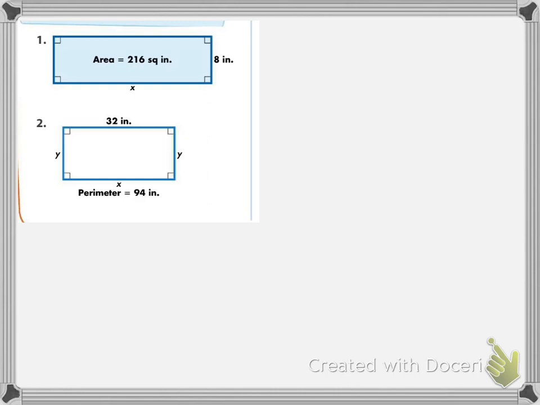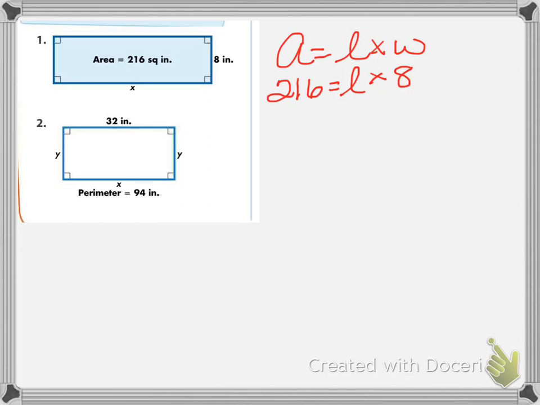And we look at it, we know that the area equals 216 square inches and the width is 8. Okay, so again, just like I told you earlier, I want to see that formula written for every single problem. So area equals length times width. Now I'm just going to take the information I have and plug it in. I know the area is 216, so instead of an A, I'm going to put 216. I don't know my length because it's the unknown. But I do know my width, which is 8.